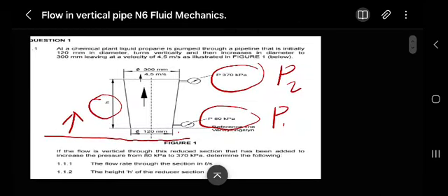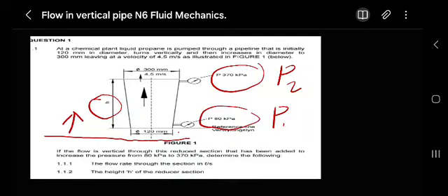The flow rate through the section, that means we're talking about this whole pipe, right? Through the sections, we want the flow rate. The flow rate is the same throughout, in liters per second. 1.1.2, the height h of the reduced section, that h height, right? So we want the flow rate.